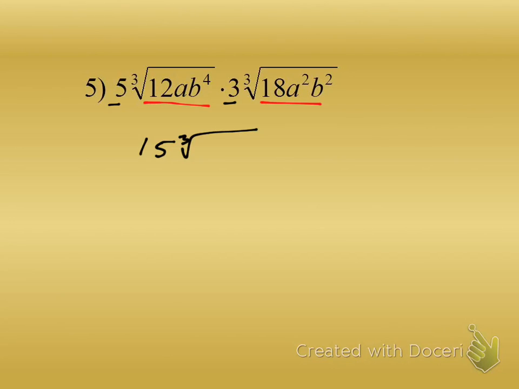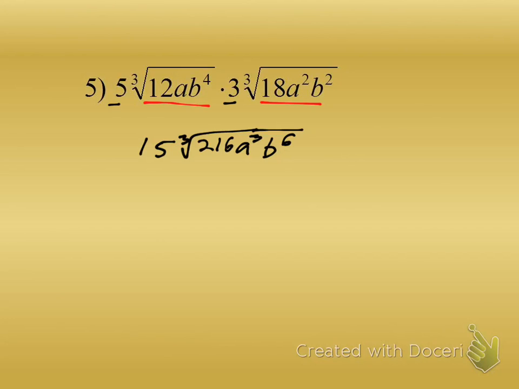Anybody? I think 216, good. A goes to a to the 3rd, b goes to b to the 6th. So it's 15 times the cube root of 216, a cubed, b to the 6th. Okay.